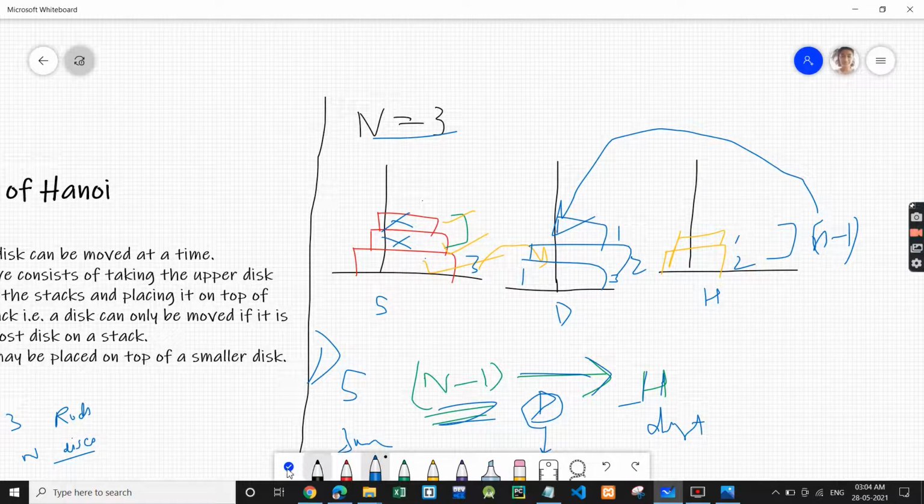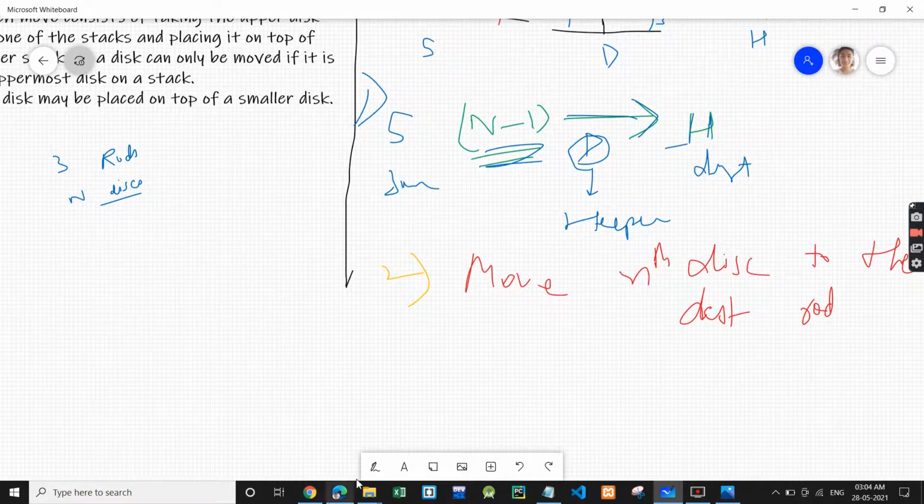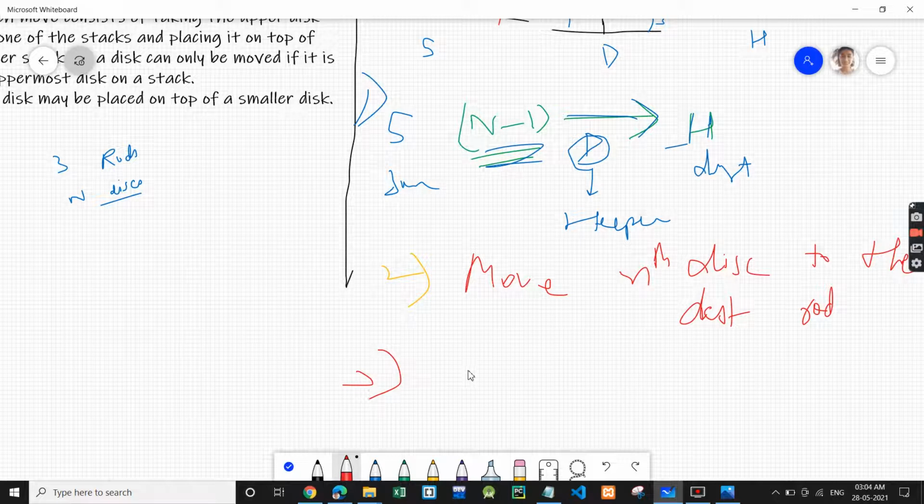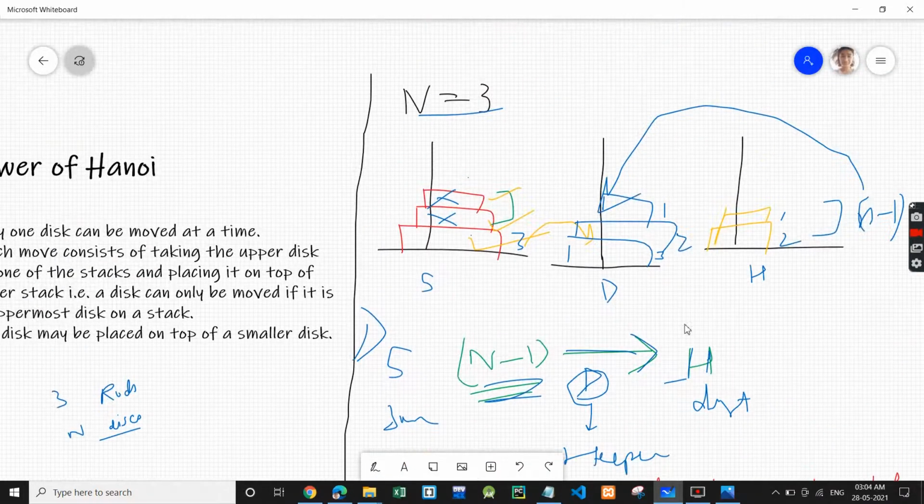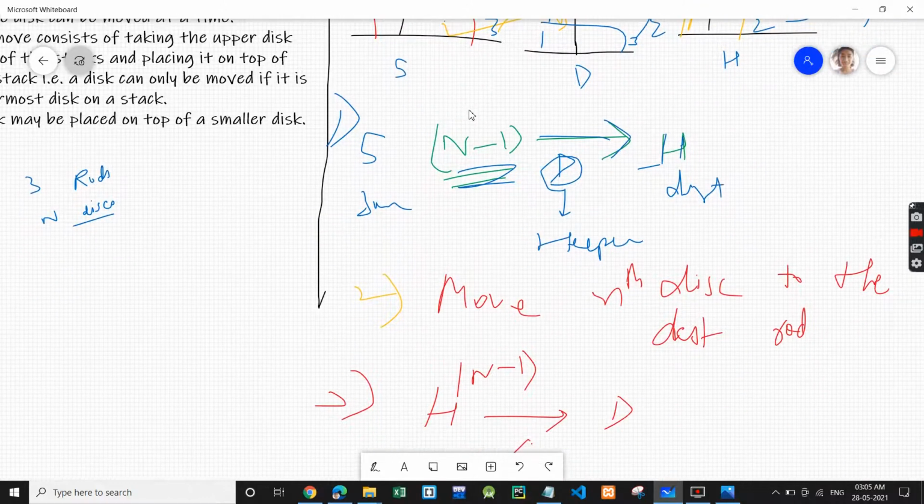So what is the third step now? The third step is that we will move all the n minus 1 disks from helper to destination using the source rod. This time we will be using the source rod as the helper, right? So in the last step, we moved from helper rod to the destination rod using the source. So these are the three steps.